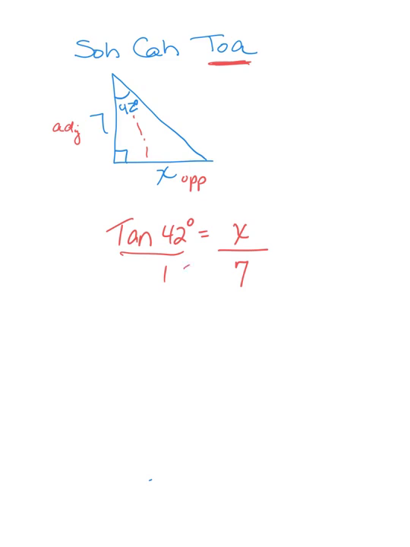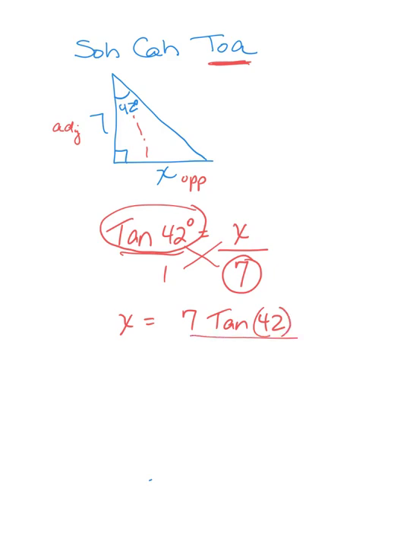And so you cross multiply, and you have x times 1 is x. And this stays together as a package deal, but whenever you have a number over here, put it in front. So it's 7 tangent of 42. And you can put that in your calculator. And you should get that x equals 6.30, but everybody do it and make sure you can get that on your calculator.